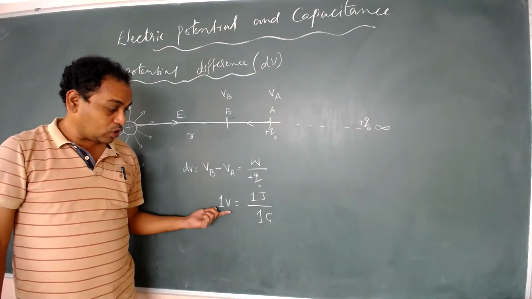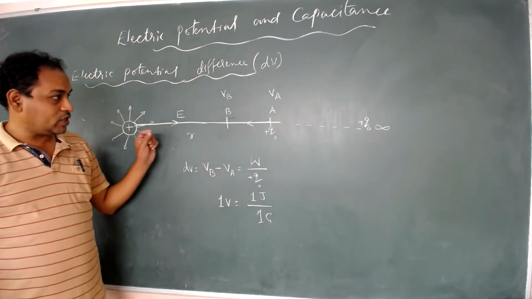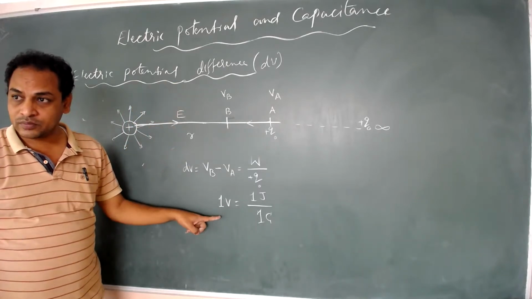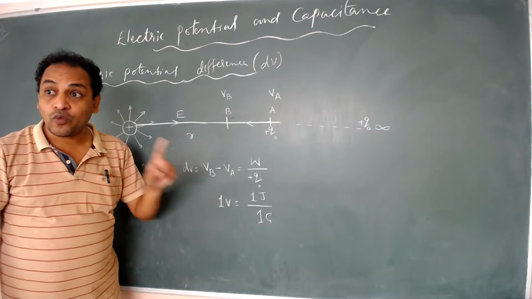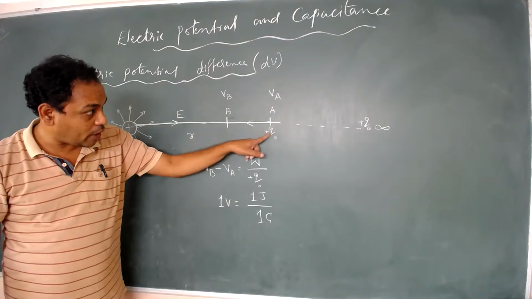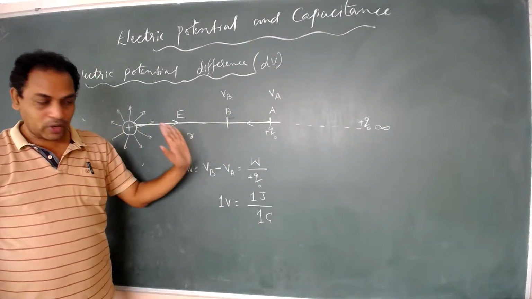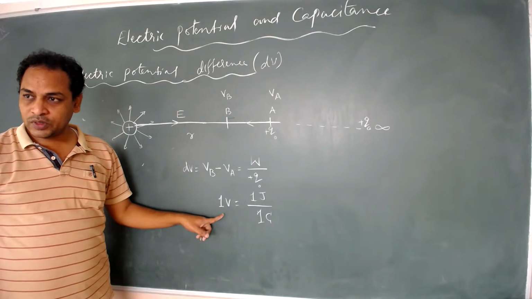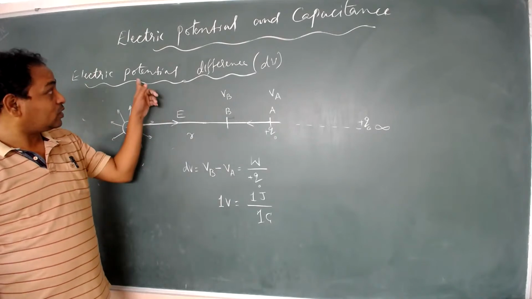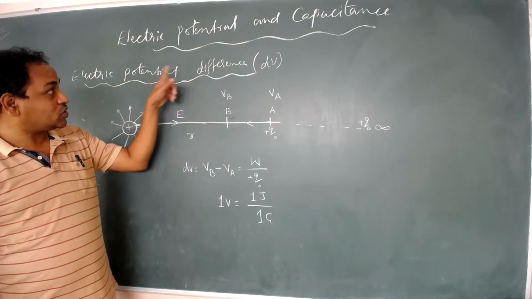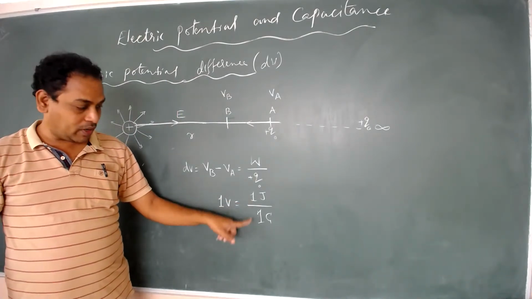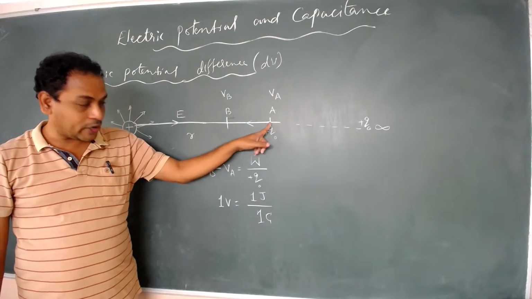Again, I will define. 1 volt is the electric potential difference, said to be 1 volt if the work done is 1 joule in bringing 1 coulomb of charge from one point to another point. This work is said to be 1 volt. Again, I repeat, the electric potential difference is said to be 1 volt when 1 joule of work is done in bringing 1 coulomb of charge from one point to another point.